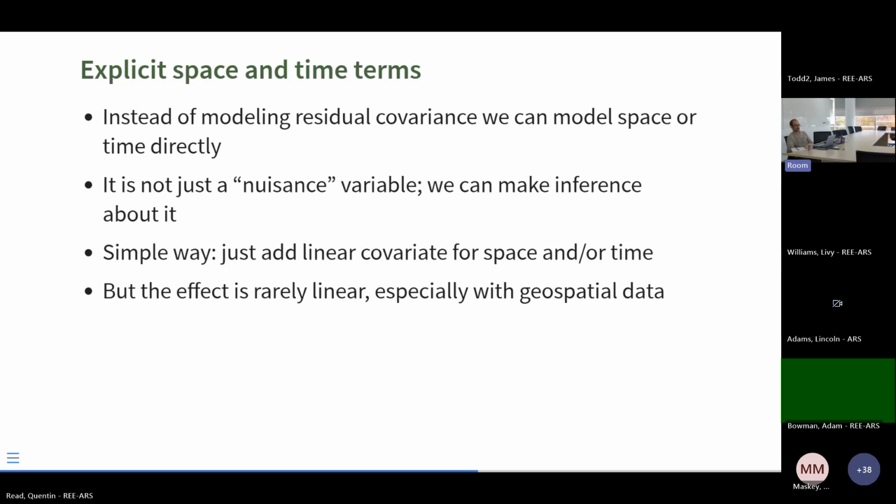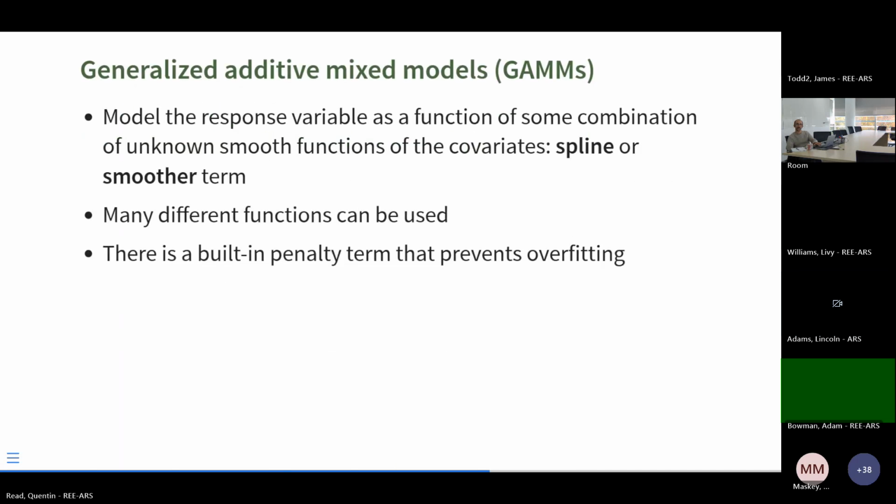But in many cases, especially with any kind of geospatial data, you're not going to have those linear trends like that. The gradient of spatial variation is not just going to be in one direction in X or Y. So you can't just put a single linear covariate for space or time in your model. It often will not work well. So what do we do instead?